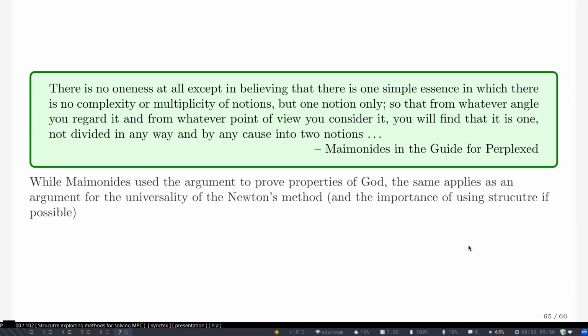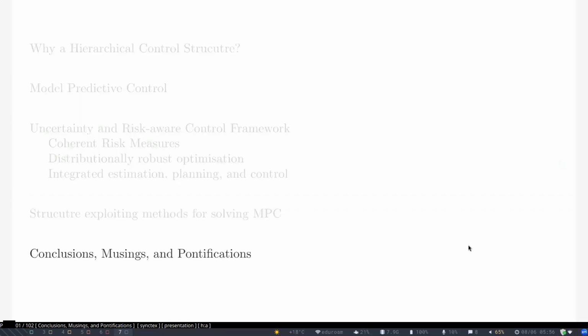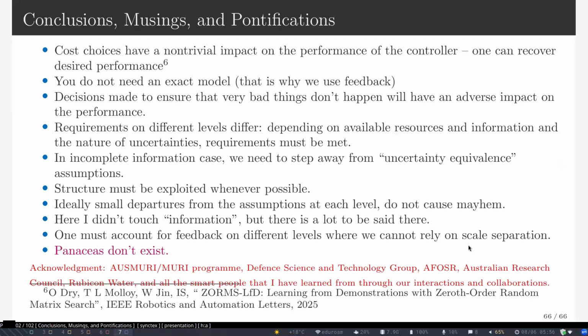Another thing, if anyone ever wants to read A Guide for the Perplexed, that's my favorite quote out of it. It's about the universality of God, or Newton's method. Whenever in doubt, use Newton's method. I preach that school of thought. I start from last. Panaceas don't exist, except Newton. That's a different story.